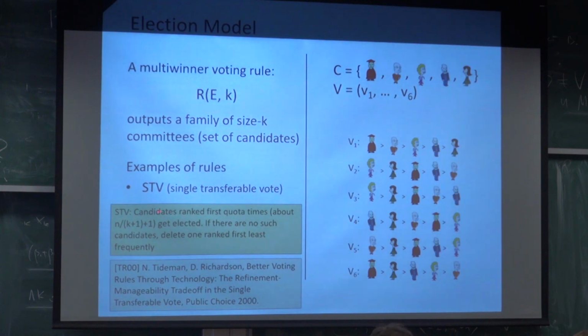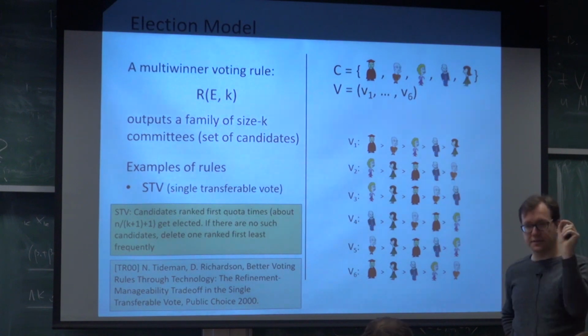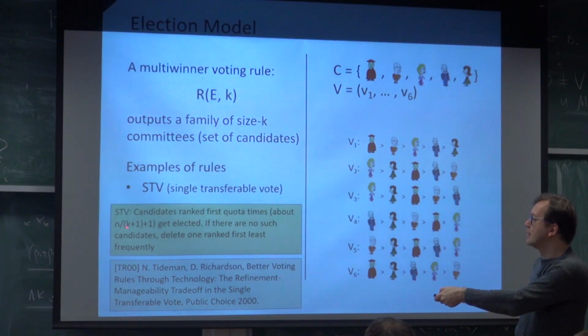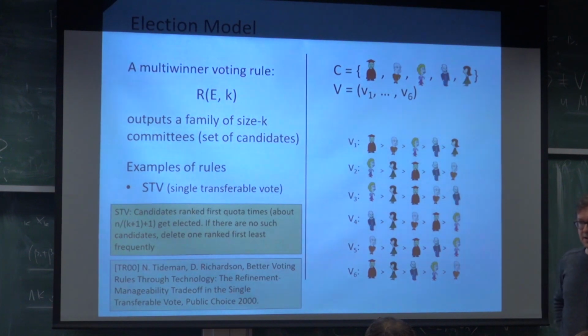So now it's actually getting a little complicated, because candidates must be ranked first a given quota of times. So a quota is the number of voters divided by the committee size plus 1, plus 1. So essentially, if you take K to be 1, the single winner setting, you have n over 2 plus 1. So this means exactly the smallest amount to get a majority. If you take K equal 2, then this will be n over 3 plus 1 votes.